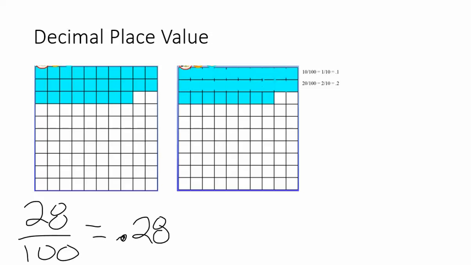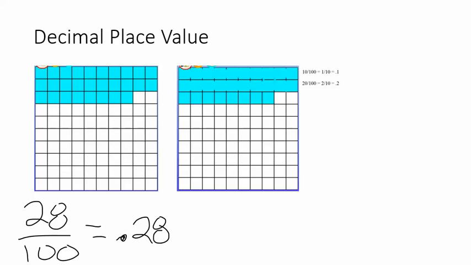Another way to think about this is shown in the diagram on the right. Notice that each row is 1/10 of the square. That's because there are 10 rows total. You'll notice that we have 2 rows that are completely filled in. Each row is going to be 1/10 or 0.1. So the first row gives us 0.1. Shading in another row gives us 0.2.